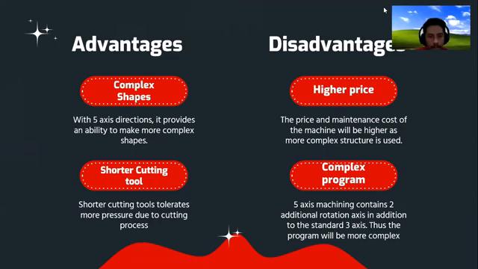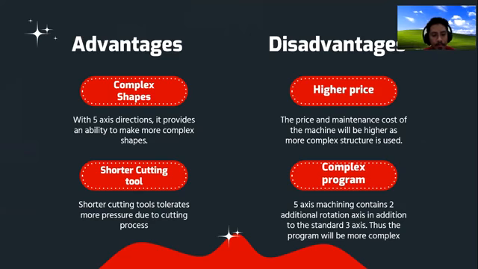Next are the advantages and disadvantages of 5-axis machining. The first advantage is that it can produce complex shapes with 5 axes, which are X, Y, and Z, and additional rotation axes. It provides the ability to make more complex and more detailed shapes of the product.